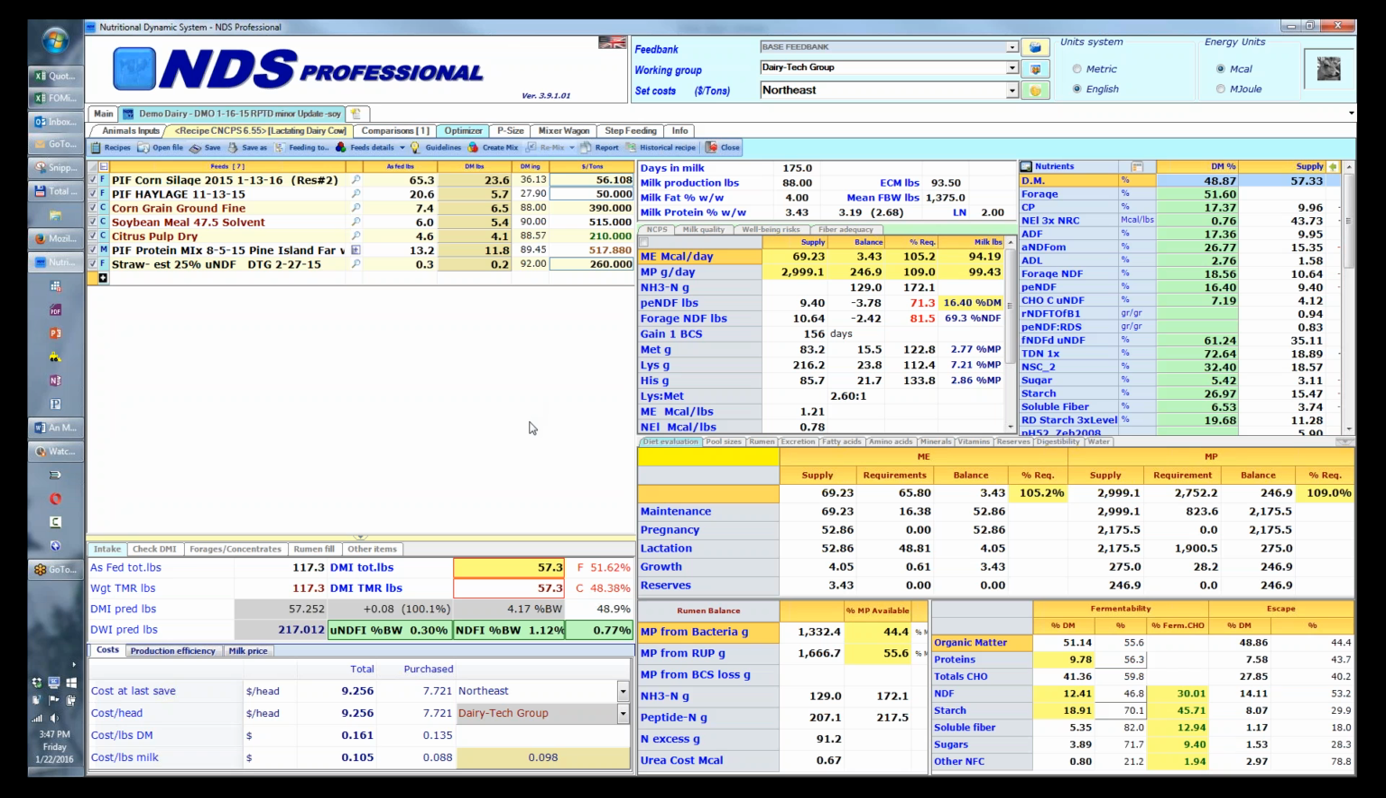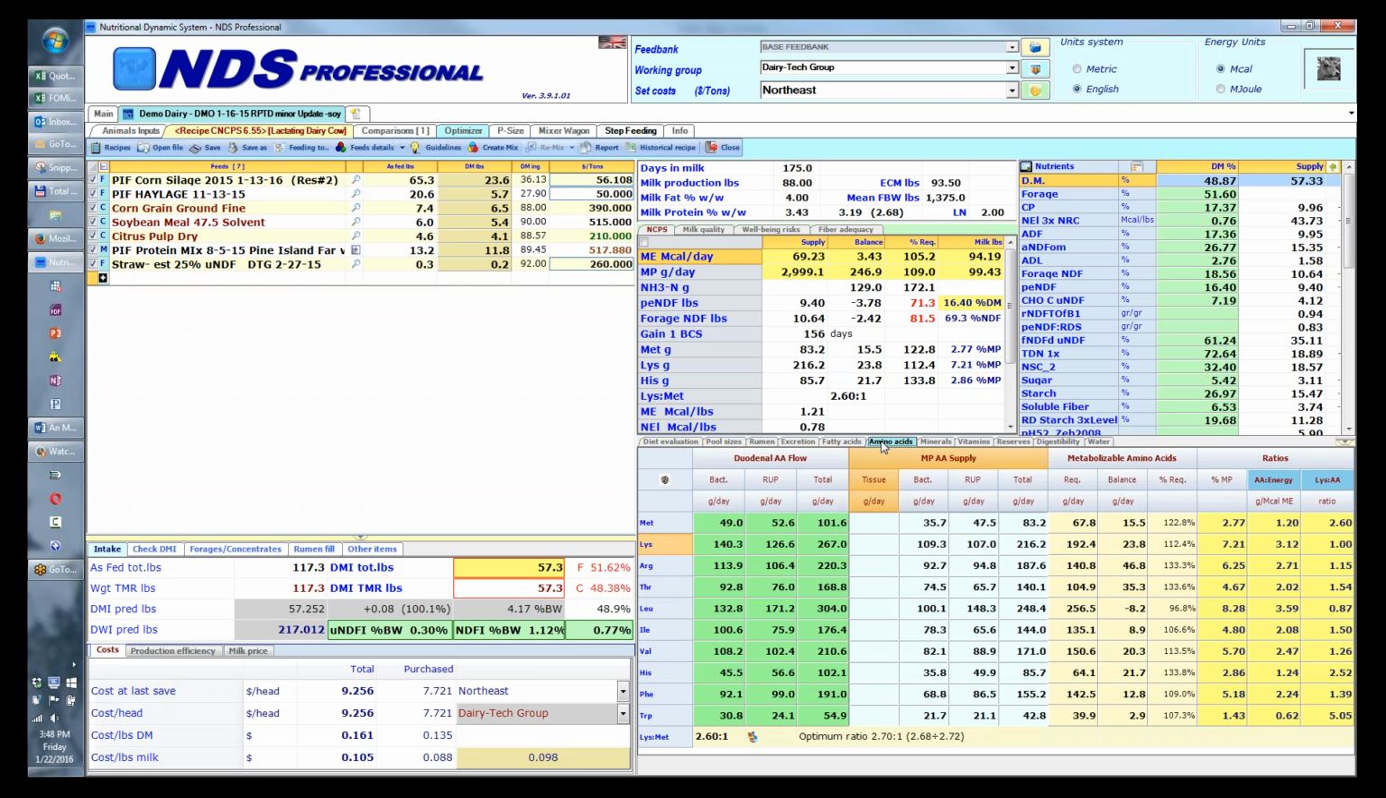If we come out to the diet itself and look at our methionine, we have 83.2 grams of methionine available and 216.2 grams of lysine available. The other place we can see that is down here on the amino acid tab. What I would like you to notice here is that here's our total supply of 83.2 and 216 that we saw up on the CNCPS tab. It's just reflected there. And we have a requirement here of 67.8 grams of metabolizable methionine and 192.4 of metabolizable lysine.